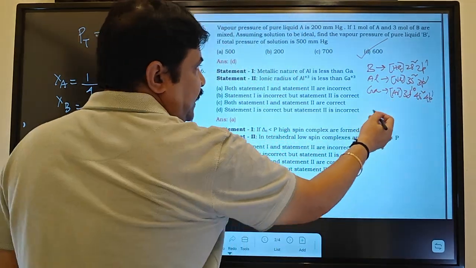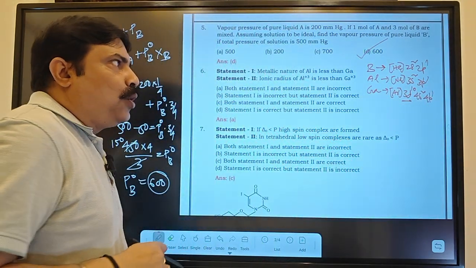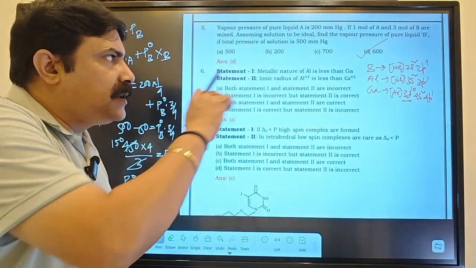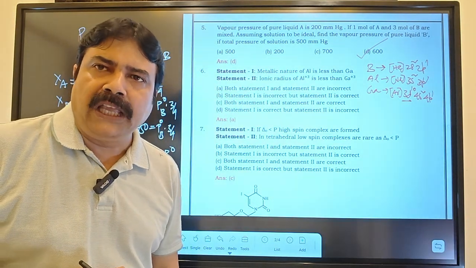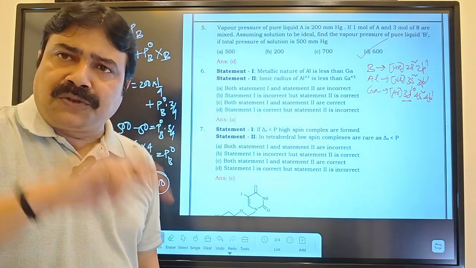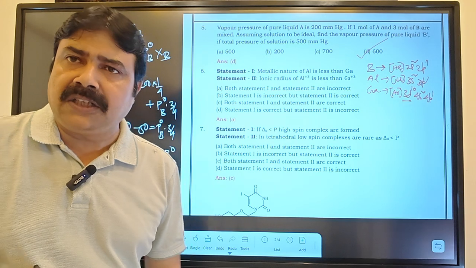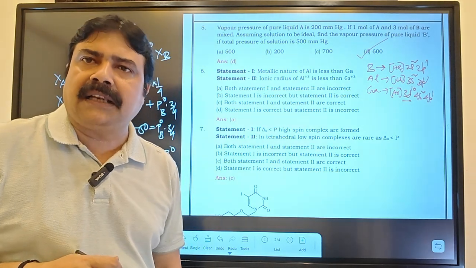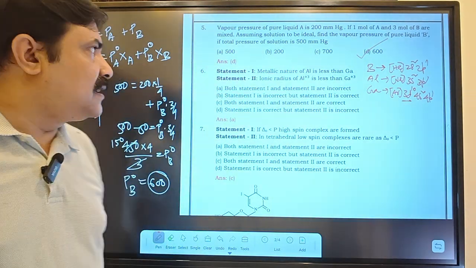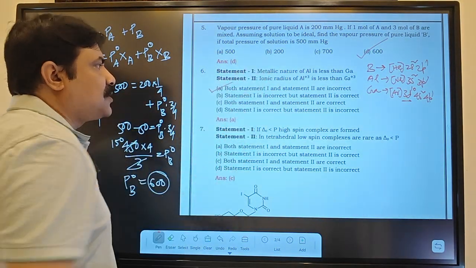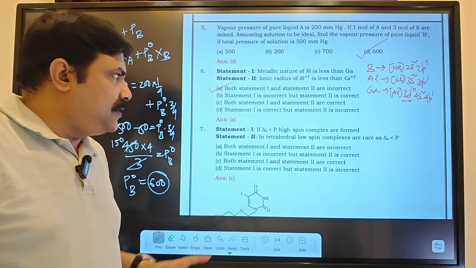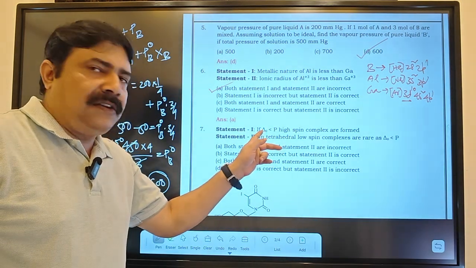Due to these d electrons, which have poor shielding, the nucleus will be more powerful and will attract the valence electrons more strongly, so there will be a contraction in size. That's why gallium has a lesser size, as well as a lesser tendency to lose electrons, electropositivity, which is nothing but metallic character. Gallium is less, aluminium is higher. So both the statements are incorrect. That's why the first option will be your answer. Now, the seventh question. Pairing energy is greater than the crystal field in octahedral field CFSE.